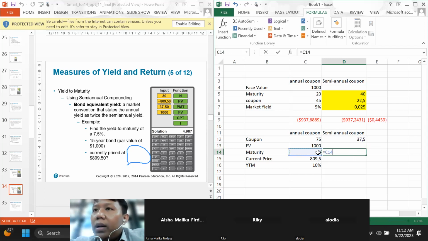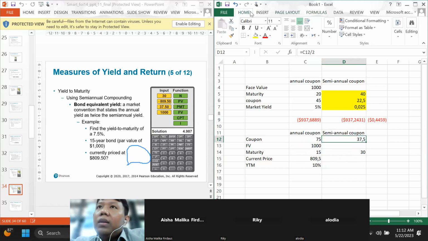The maturity will be longer, because we receive the coupon payment at semi-annual intervals, so the maturity will be longer. These are the two variables that we need to make some adjustment.